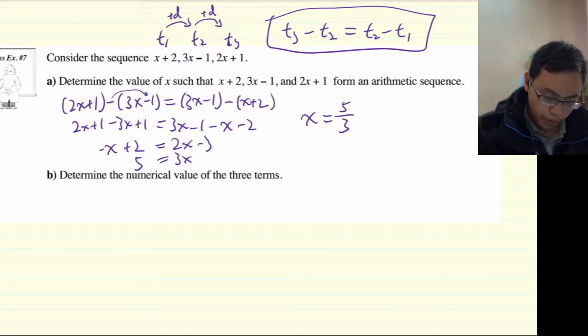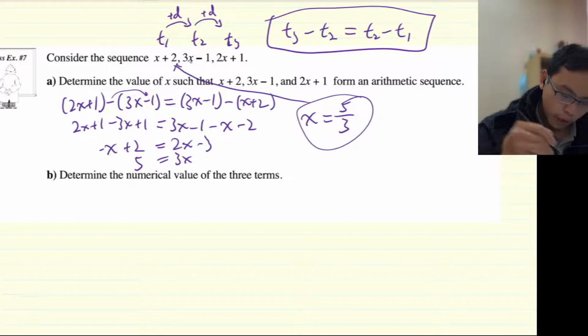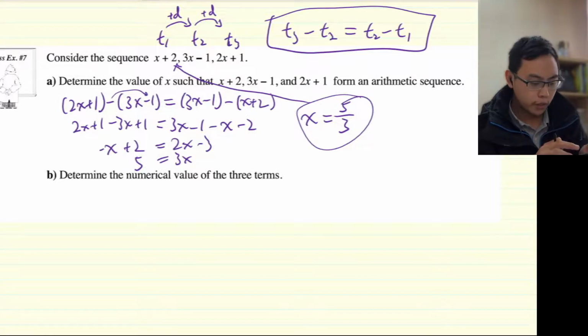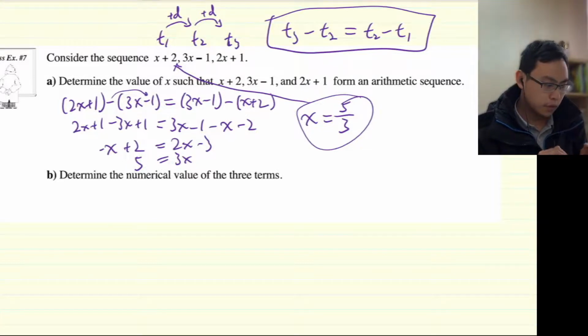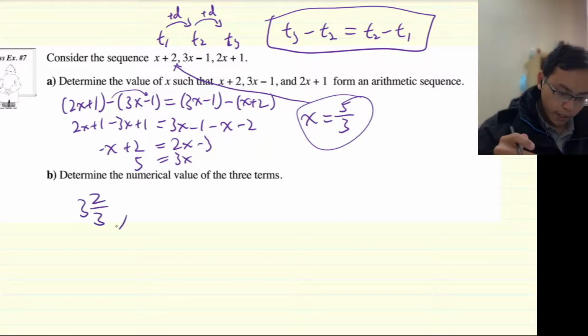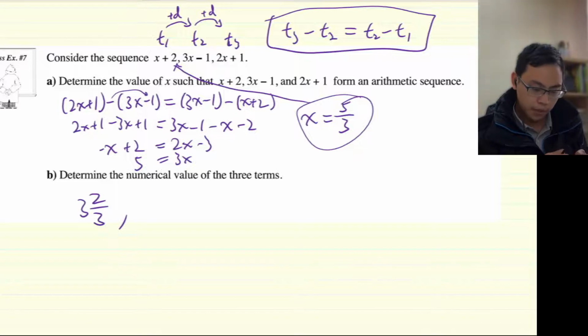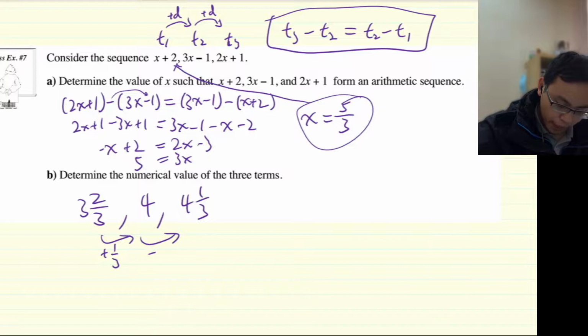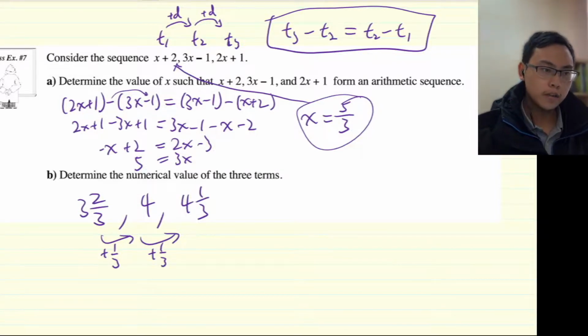And so to determine the numerical values of the first 3 terms, we're going to put x back into our original sequence. So that's going to be 2 times 5 over 3 plus 2, as you can use your calculators. 2 times 5 over 3, and then plus 2, that's going to be 3 and 2/3. And then the next one is 3 times 5 over 3 minus 1, which is going to be 4. And then the next one, 2 times 5 over 3, and then plus 1, and we get 4 and 1/3. And so you can see every single time we're only adding 1/3. Okay, so these are the 3 terms of the sequence.